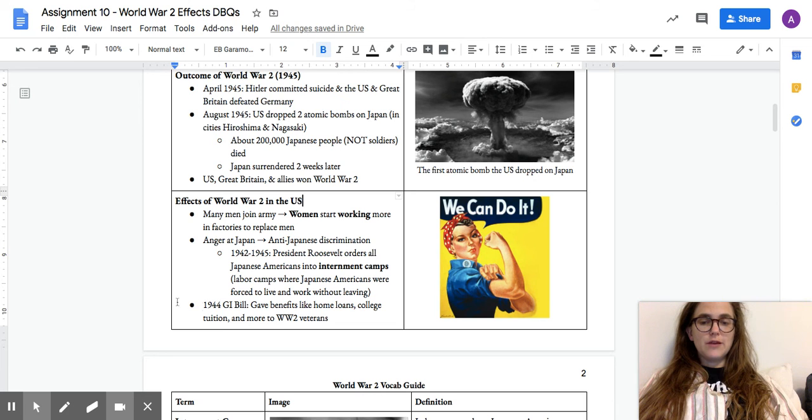A big law that was passed in 1944 was the GI Bill. Okay, and this was a bill that gave benefits like home loans, free college tuition, and other things to veterans or soldiers who fought in World War II. Okay, still around today, actually. That's why if you join the Army, for example, you can get free college tuition, right? That's part of the GI Bill. And this bill passed during World War II.